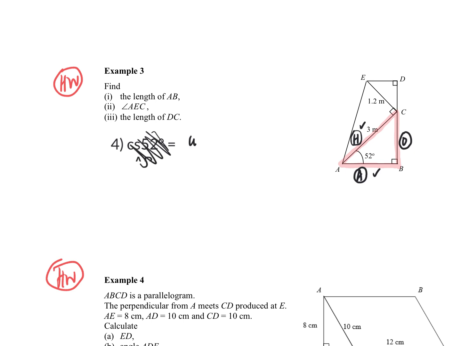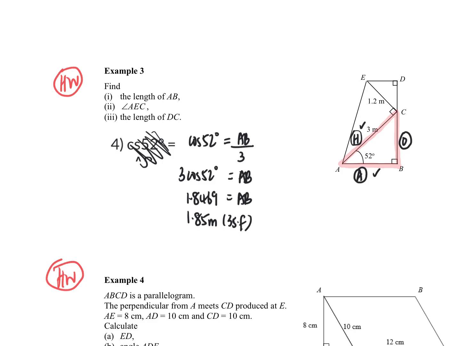Cosine 52 is AB over 3. So AB is 3 cosine 52. What's the value? 1.8469. So 1.85 meters, 3SF. Okay, but when you copy onto the diagram, use the more exact one. So you can change it to 3 cosine 52 degree.